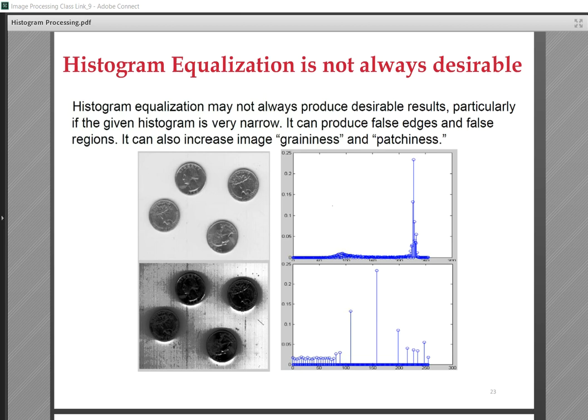It can also increase image graininess. Graininess means these dot pixels. These dot pixels mean graininess and patchiness. What does patchiness mean?